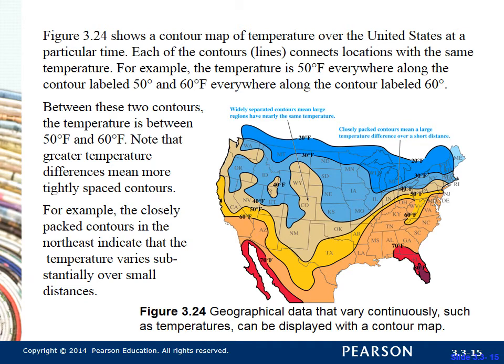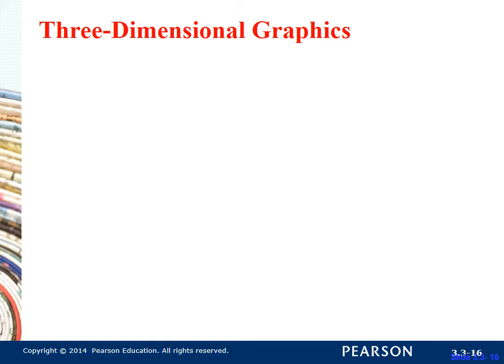All right. Let's see. Note that the greater temperature differences means more tightly spaced contours. So for example, that closely packed contour in the northeast indicate the temperature varies substantially over very small distances. So, oh yeah, look at that. That big yellow dip there. And that's right along the mountains, I'm guessing. Interesting. All right, so these are fun for me to take a look at too.